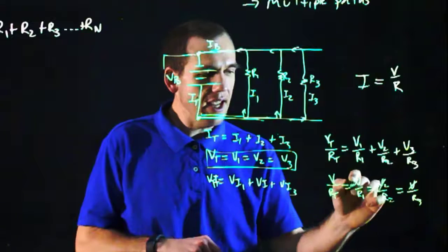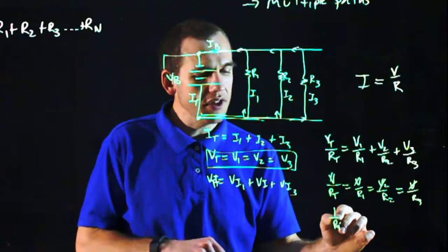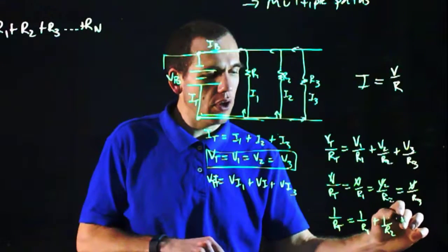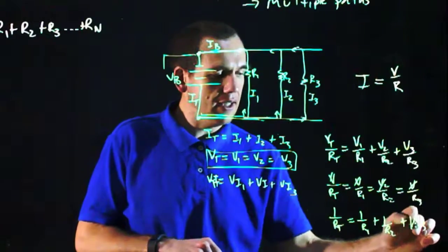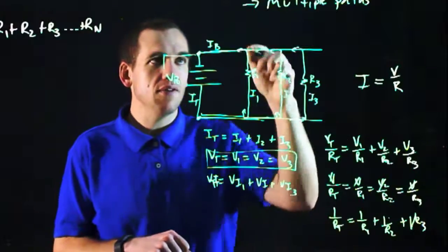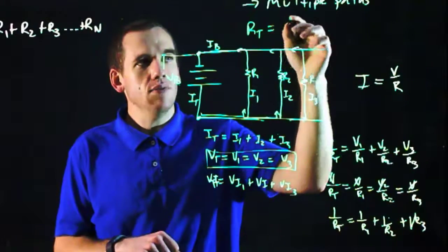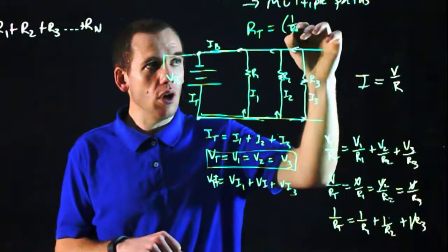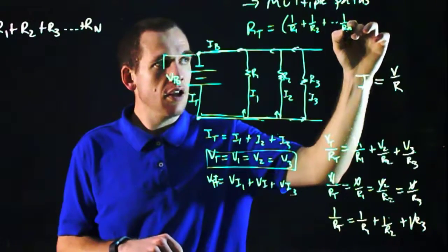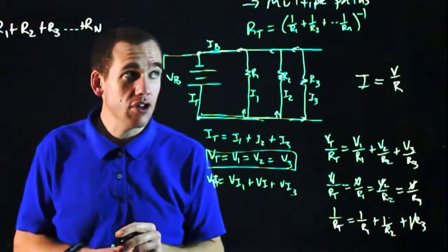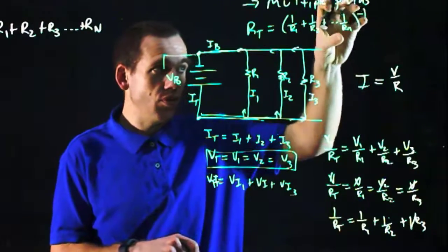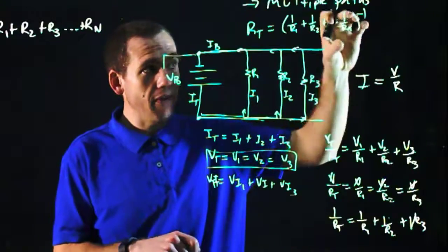And since the voltage is the same, what I really have is 1 over the total resistance equals 1 over R1 plus 1 over R2 plus 1 over R3. Now, that means that the total resistance is actually the sum of the inverses, and then we invert it. So RT is equal to 1 over R1 plus 1 over R2 plus 1 over Rn, and all of that gets inverted. Now, generally what happens is students add up all these resistances' inverses or reciprocals, and then they forget to reciprocate that. But remember that it's the reciprocal of the sum of the reciprocals.